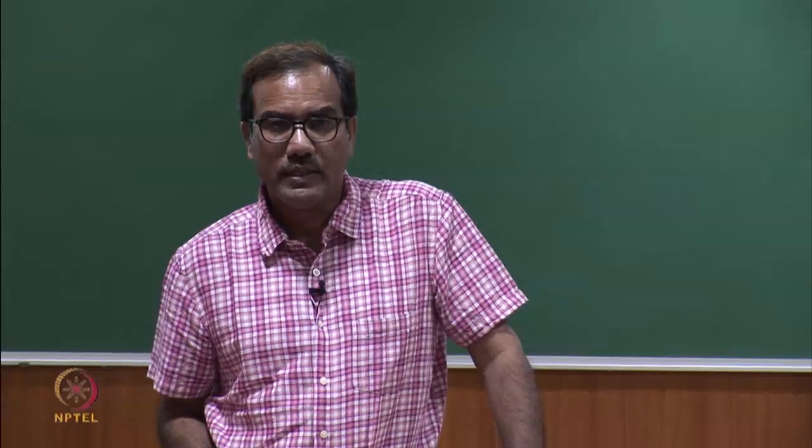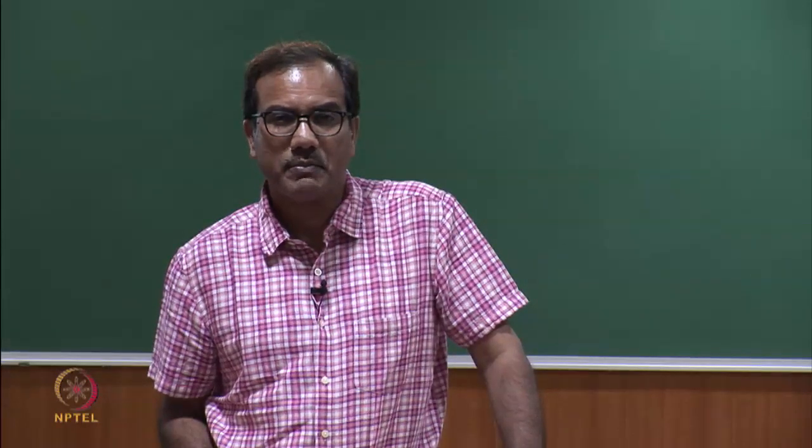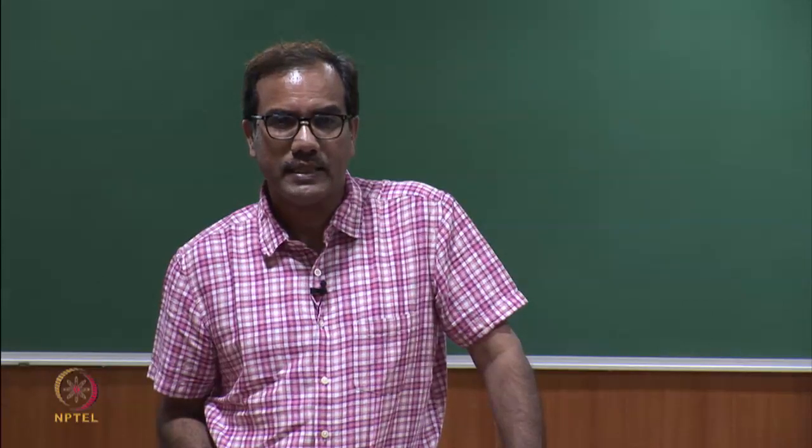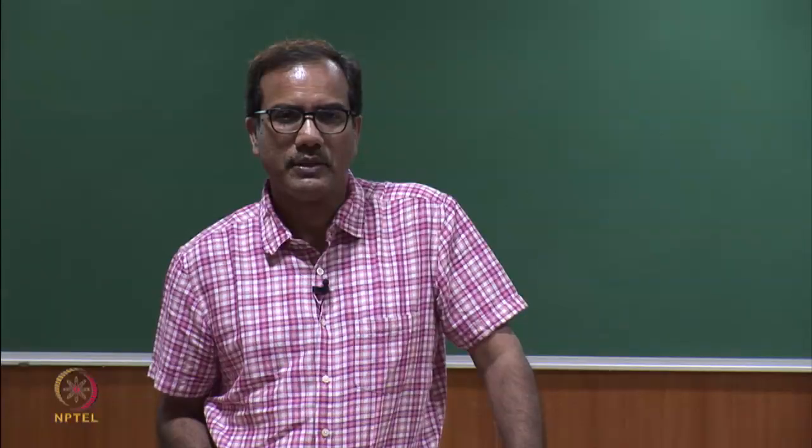Now, the second thing which is important in almost every kind of spectroscopy is intensity or signal to noise ratio. The intensity of spectral lines depends on the transition probability between the two states, the population of states, and finally your concentration and path length of the sample, which is given by the Beer-Lambert law.